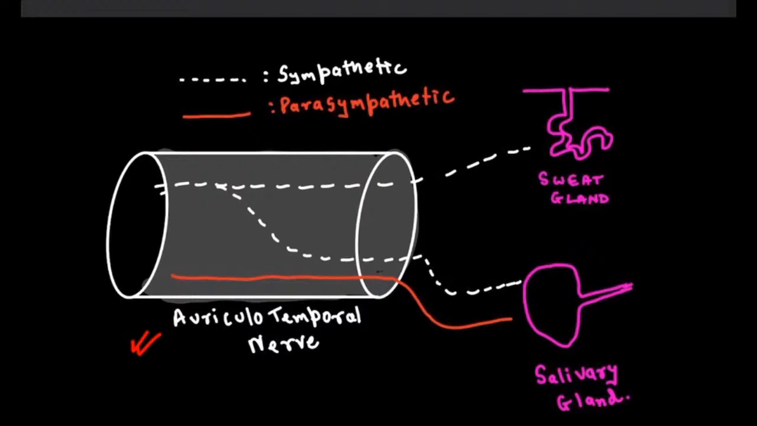You need to understand that normally in the auriculotemporal nerve, you have parasympathetic fibers which are supplying the salivary gland, and then you have sympathetic fibers which are supplying the parotid as well as the sweat glands. So normally the sweat glands do not receive the parasympathetic fibers. But what happened? You inadvertently damaged the auriculotemporal nerve.